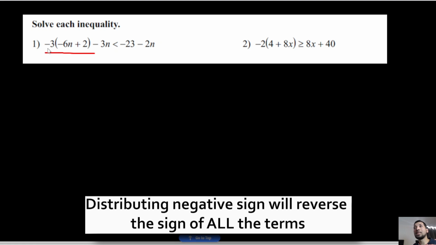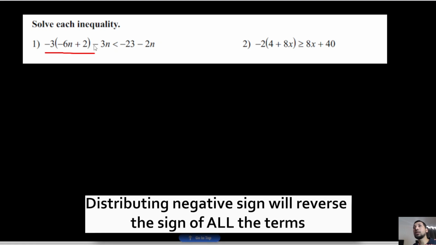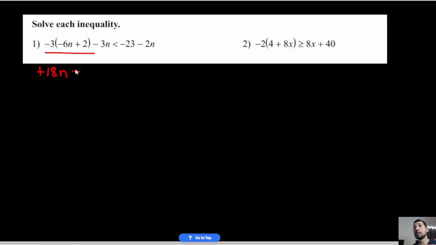If we distribute this negative 3 into each of these terms, we have negative 3 times negative 6n, that is 18n. Now this is a positive because negative times negative is positive. Then we have this plus sign from here. Negative 3 times 2, that is negative 6.